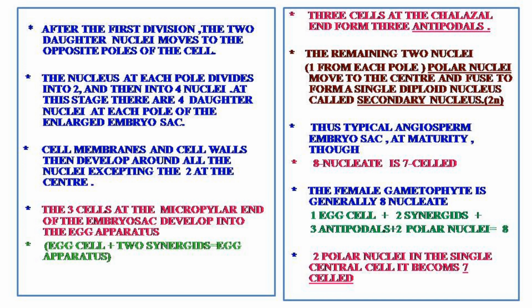So the embryo sac is developed from a uninucleate megaspore. It is also called monosporic embryo sac development. It is the common type of embryo sac development in flowering plants.